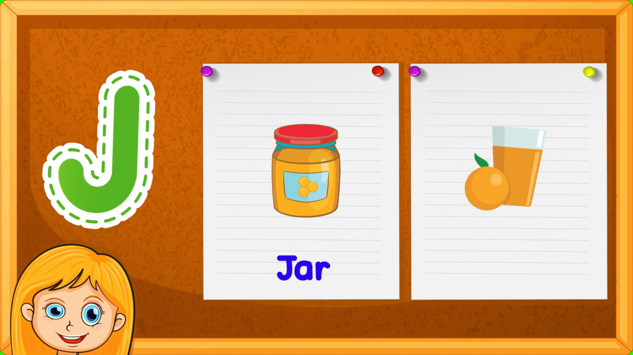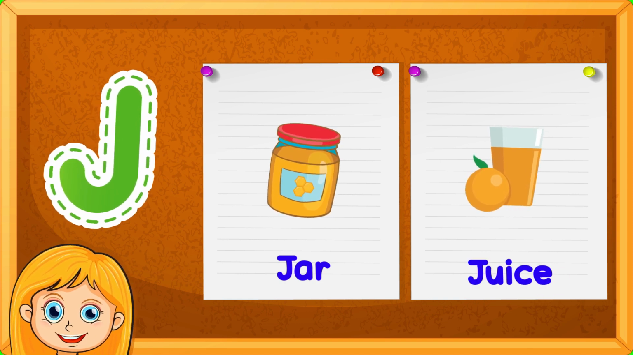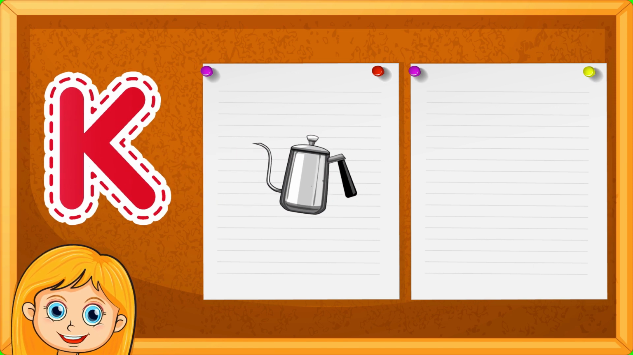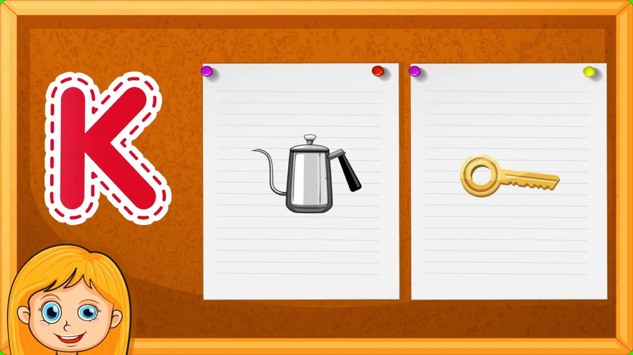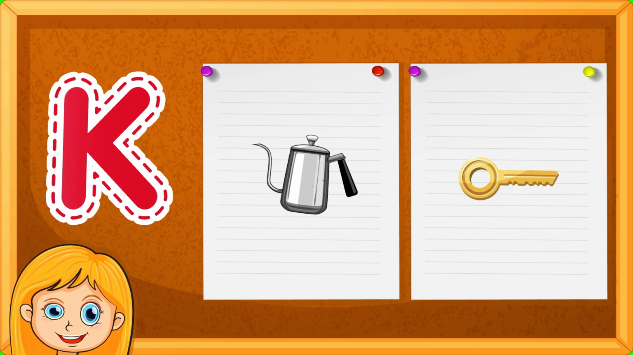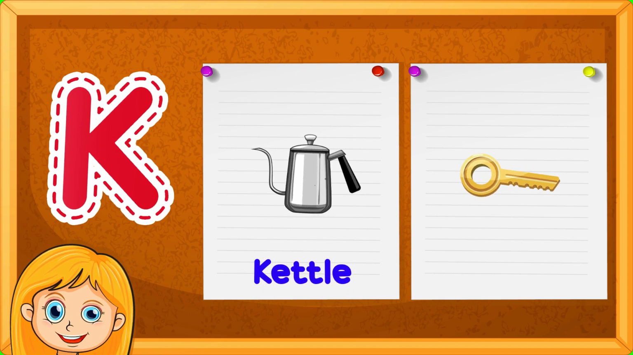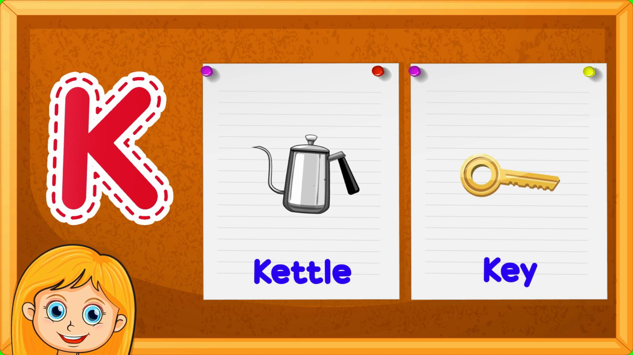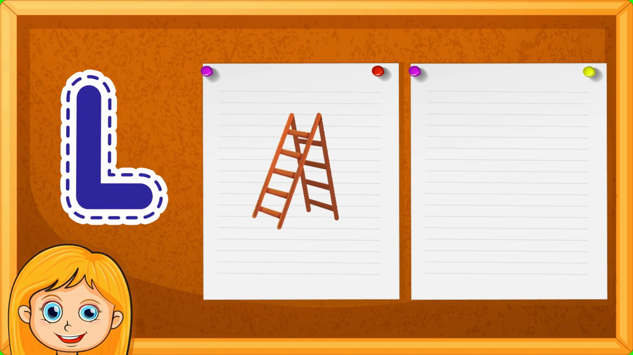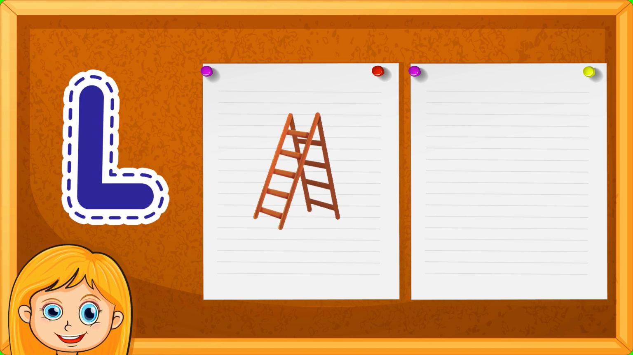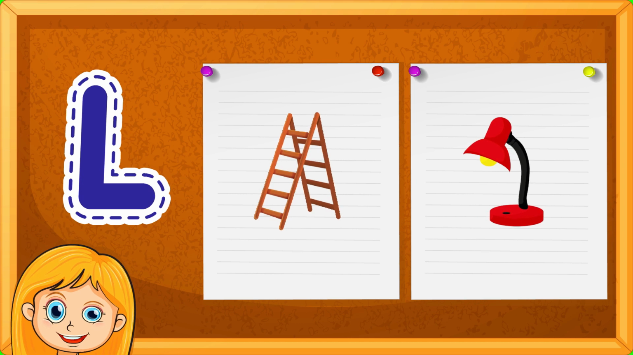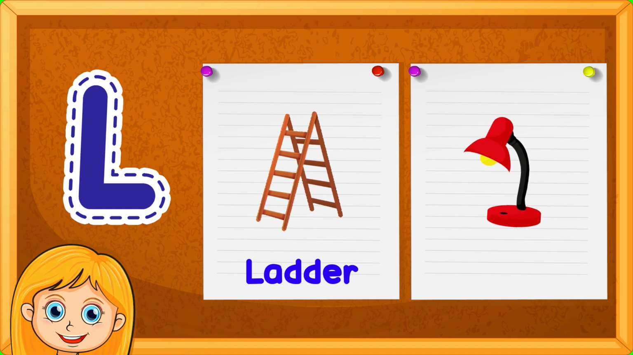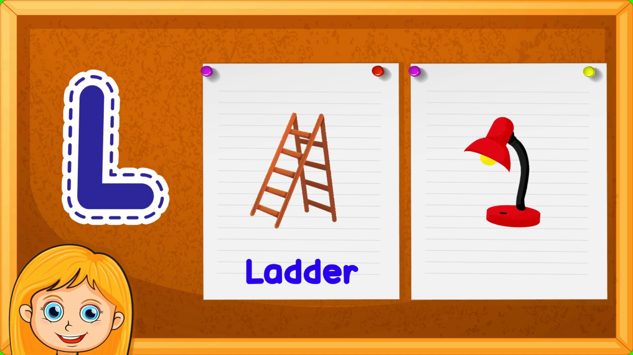J is for juice. K is for kettle, kettle. K is for key, key. K is for kettle. K is for key. L is for ladder. Ladder. L is for lamp. Lamp. L is for ladder. L is for lamp.